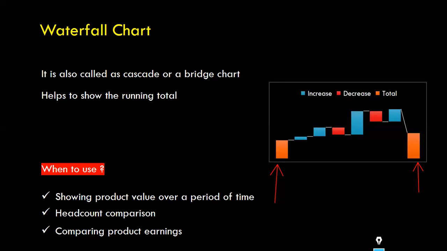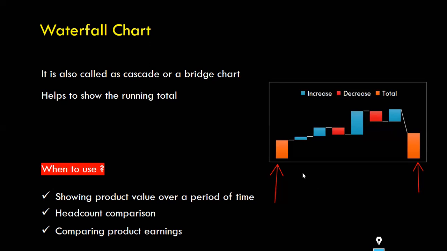Comparing product earnings, headcount comparison. If you want to show the product value over a period of time, if you see it always increasing, then it is good. And yes, the product value went down here because of COVID and other things. And currently we are here. Still, the value is more.